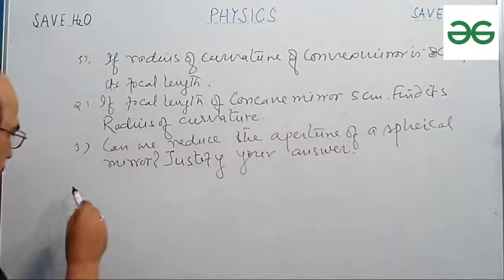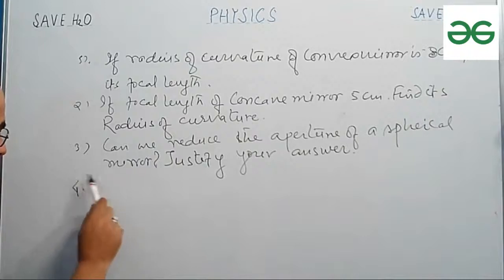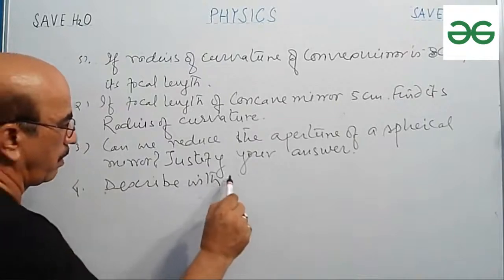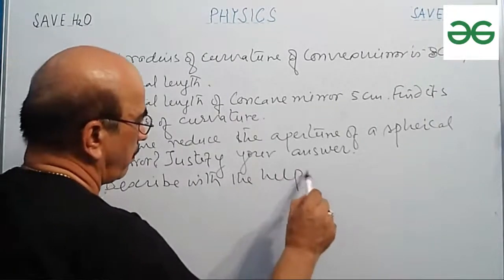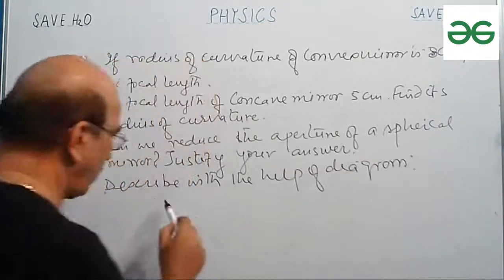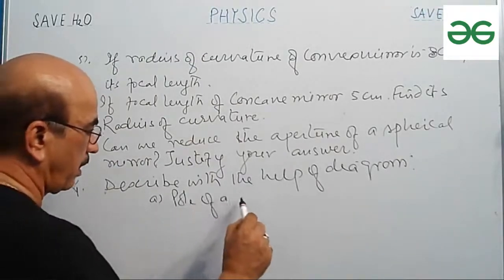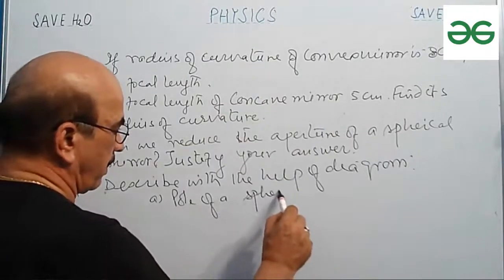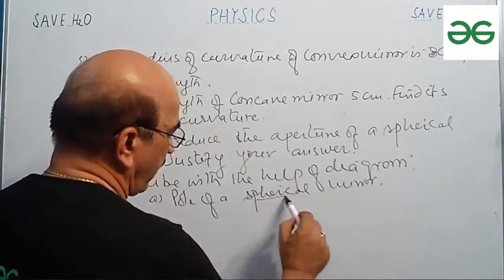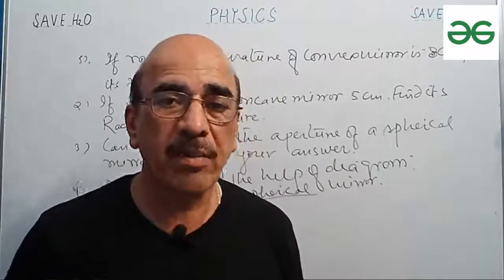Number 4 question is describe with the help of diagram number 1, pole of a spherical mirror. Here, when we are writing a spherical mirror, you can take any mirror. You can take concave mirror or convex mirror, any mirror.